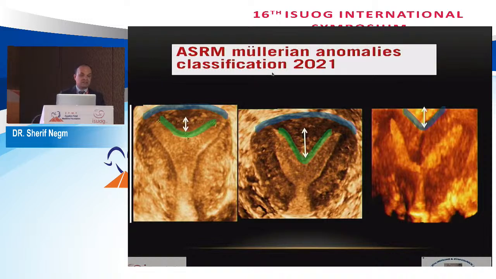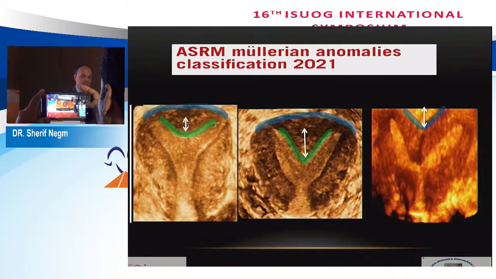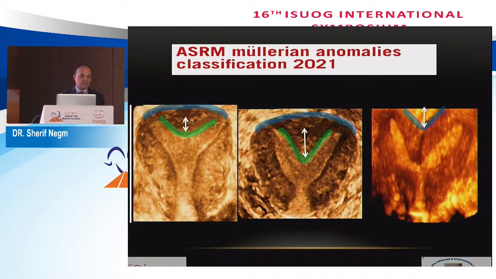You can see the ASRM classification. This looks like a normal uterus. You can see the top of the fundus, it is normal, and you can see here that this fundal indentation is very broad and very shallow, and this is less than 1 centimeter.